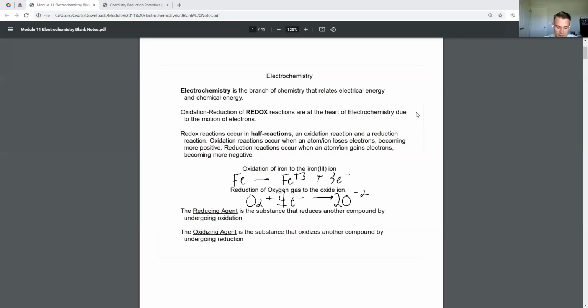So the top one is an oxidation, so it's losing electrons, and the bottom one, reduction, is gaining electrons. The reducing agent is a substance that reduces another compound by undergoing oxidation. The oxidizing agent is the substance that oxidizes another compound by undergoing reduction. So they're opposite. The reducing agent is the thing that's oxidized. The oxidizing agent is the thing that is reduced.